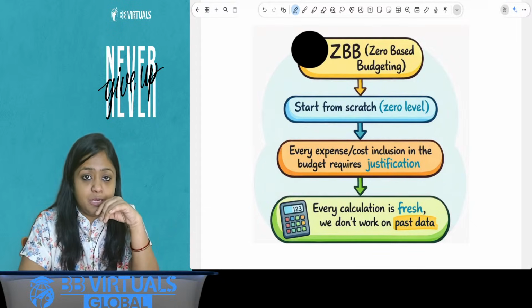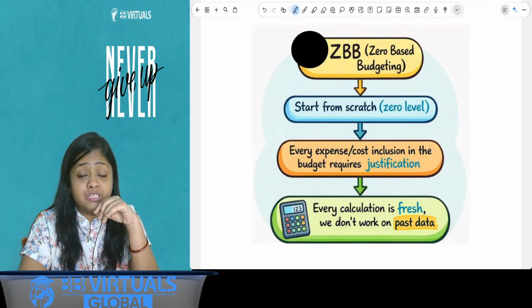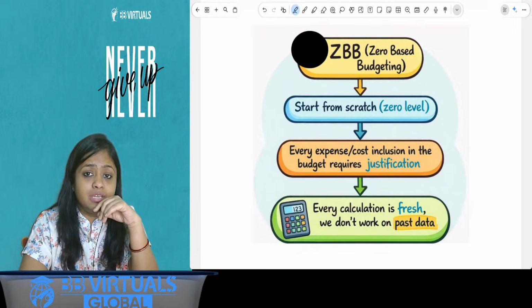And we do apply ZBB in situations like when we do a budget for the non-current assets. So we don't say like last year we did an investment of 1 million, so this time we'll do 1.2 million.